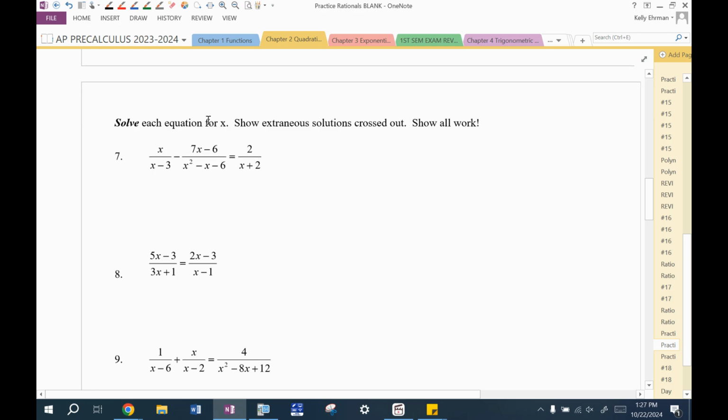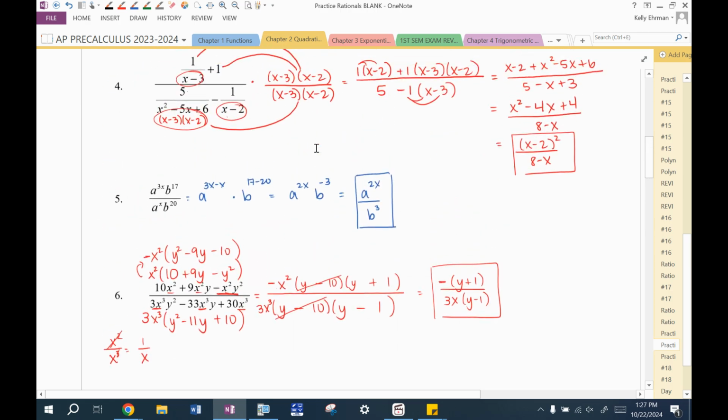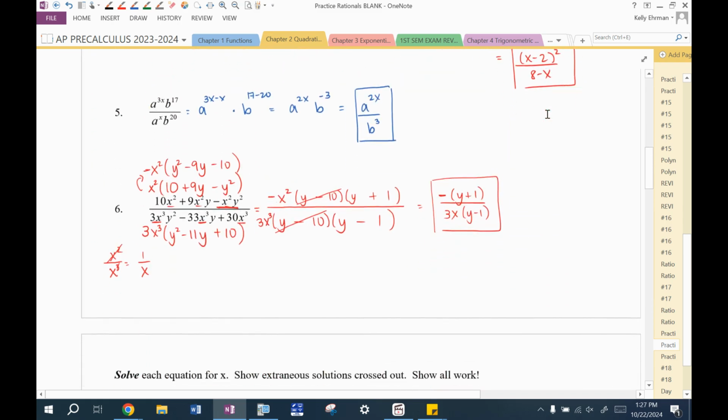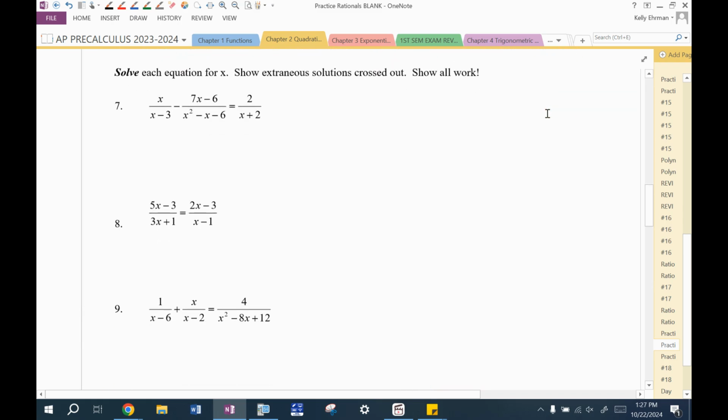Now, this page says solve each equation for x. So we started off simplifying. Notice how all of my answers are still fractions, right? Keep the fractions around and see what you're left with. Here, the first step is to get rid of the denominators. Make sure that you show extraneous solutions crossed out.